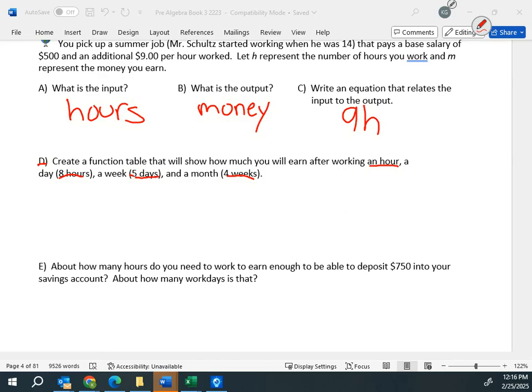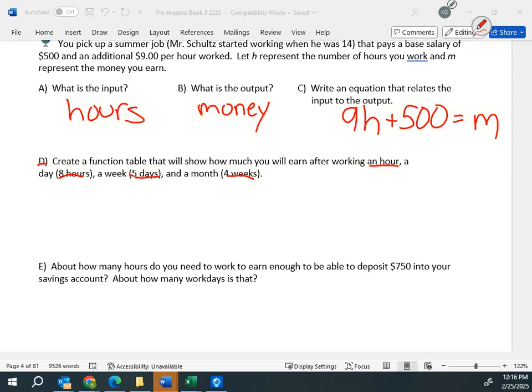So we've got 9H because it's $9 per hour worked. Is there anything more that's going to go in there? Did we have more information? David? We have a base salary of $500. So we're going to always be adding that $500 to how much we've worked. And that's going to equal our money.